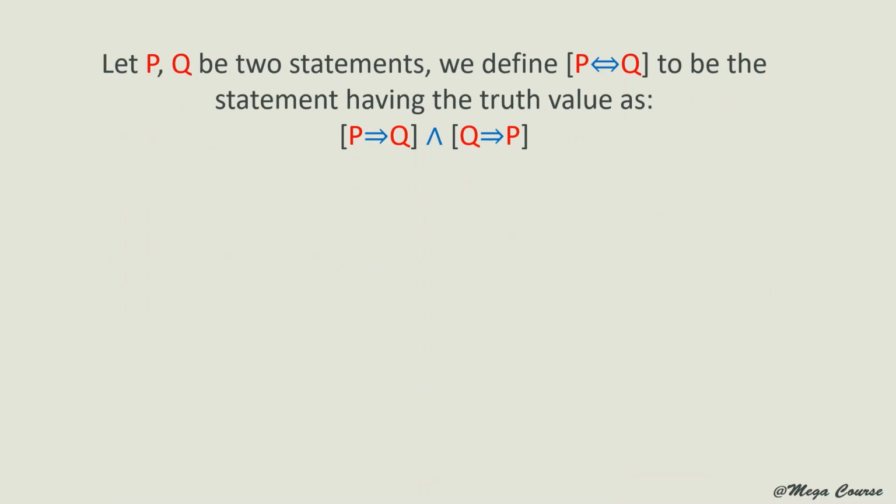Starting with equivalence, let P and Q be two statements. We define P equivalent to Q. This symbol means equivalent. To be the statement having the same truth value as P implies Q and Q implies P. The intersection between these two statements, P implies Q and Q implies P, is this statement, P equivalent to Q. Let's see the truth table.